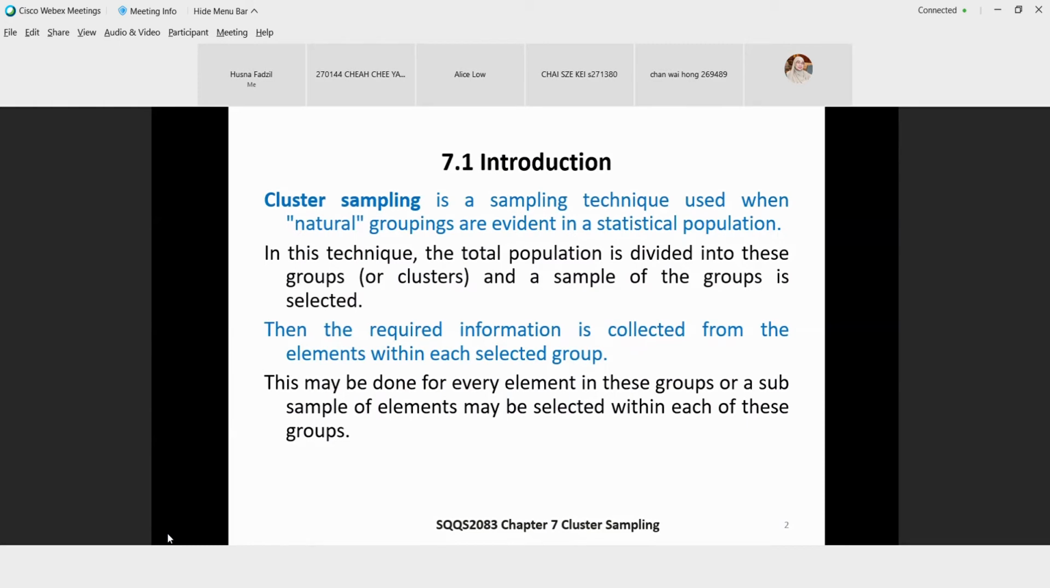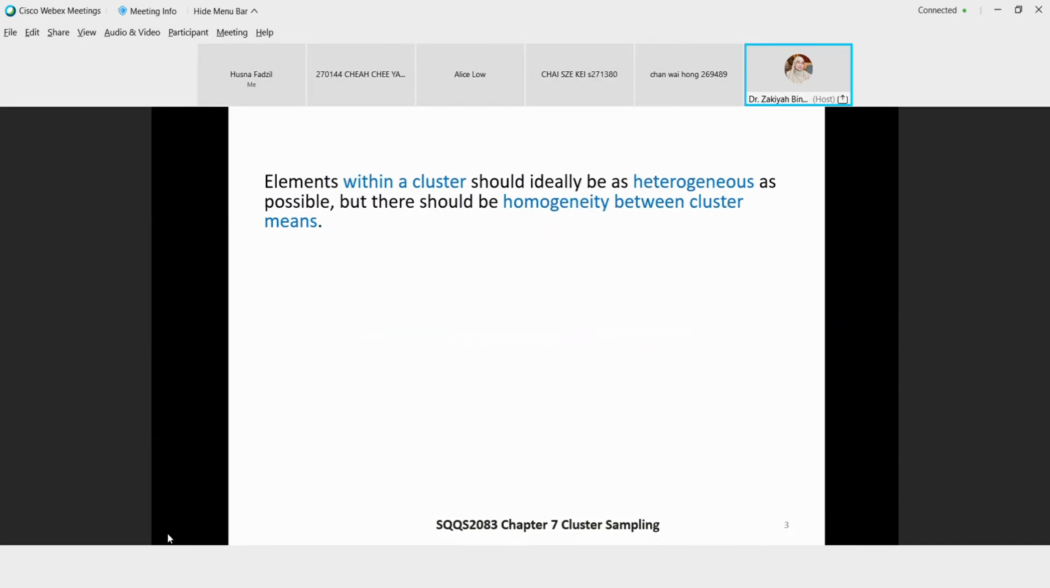That's why you see chapter 7 is cluster sampling, and then the last chapter is, what is it called? Multi-stage cluster, something like that. Now, elements within a cluster should ideally be as heterogeneous as possible, but there should be homogeneity between cluster means. What do you understand from that?